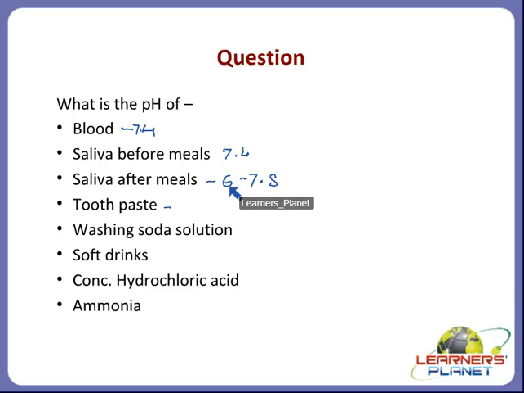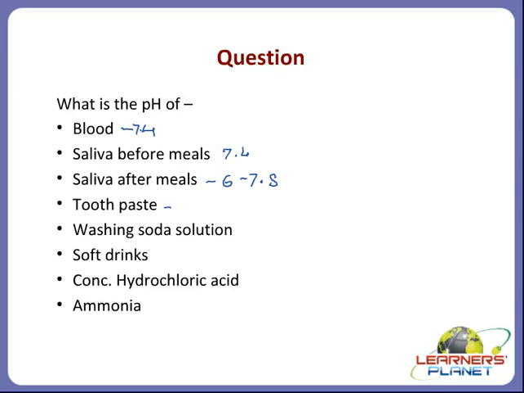Now that acid causes the disruption or deterioration of dentine, that is your teeth, right? So in acidic medium, the dentine of the teeth crumbles or breaks off. So toothpaste has to be alkaline so that the pH is resumed to neutral. So it is advisable that after every meal you should use toothpaste or mouth freshener, right?